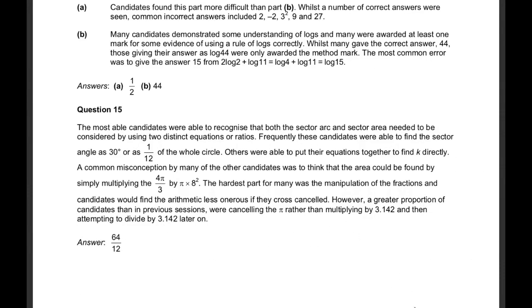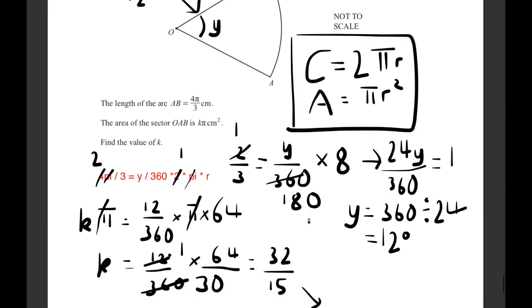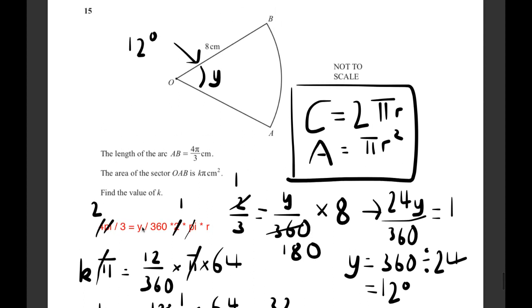Alright, I'm going to have to think about that one. Well, I'll stop the video for the moment, and maybe I'll do an update on that particular question. The idea seems right, but I don't know what I've done incorrectly to get that. So 4 pi over 3, the length of the arc is y over 360 times 2 pi times r. 2/3 equals y over 360 times 8. Maybe I've done some operation wrong here. So 1/3.